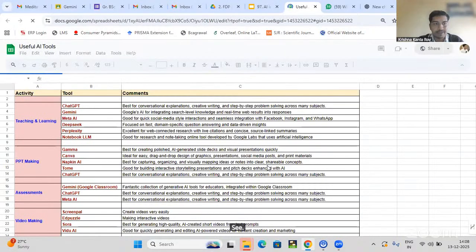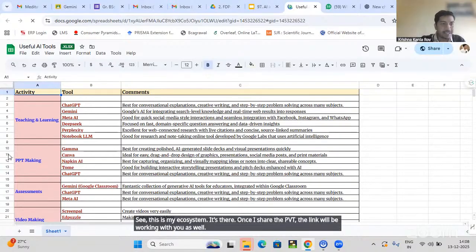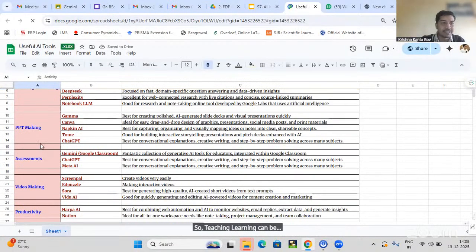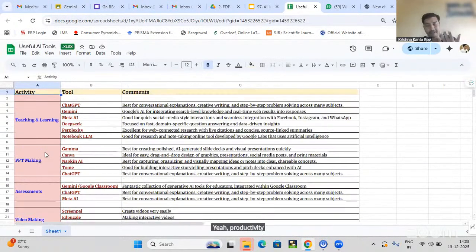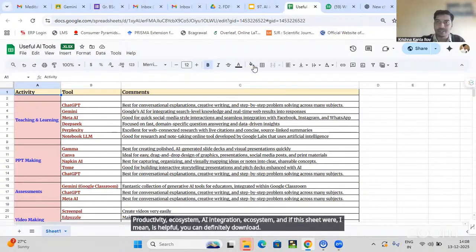See, this is my ecosystem. Once I share the PPT, the link will be working with you as well. What do I need for teaching and learning, for PPT, for assessment, for video making, for productivity, for research? Ecosystem, AI integration ecosystem. And if this sheet is helpful, you can definitely download it, or you can use it.